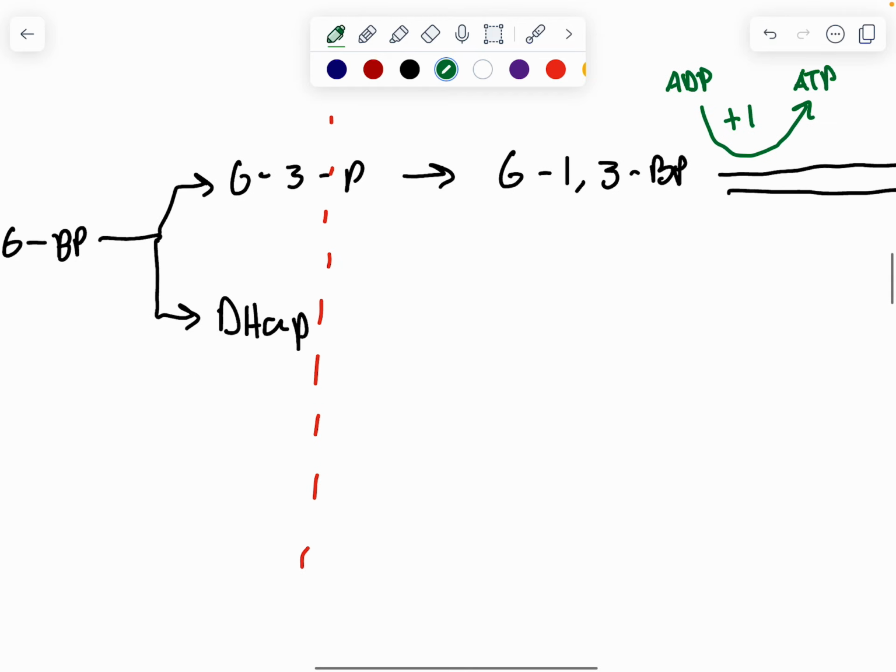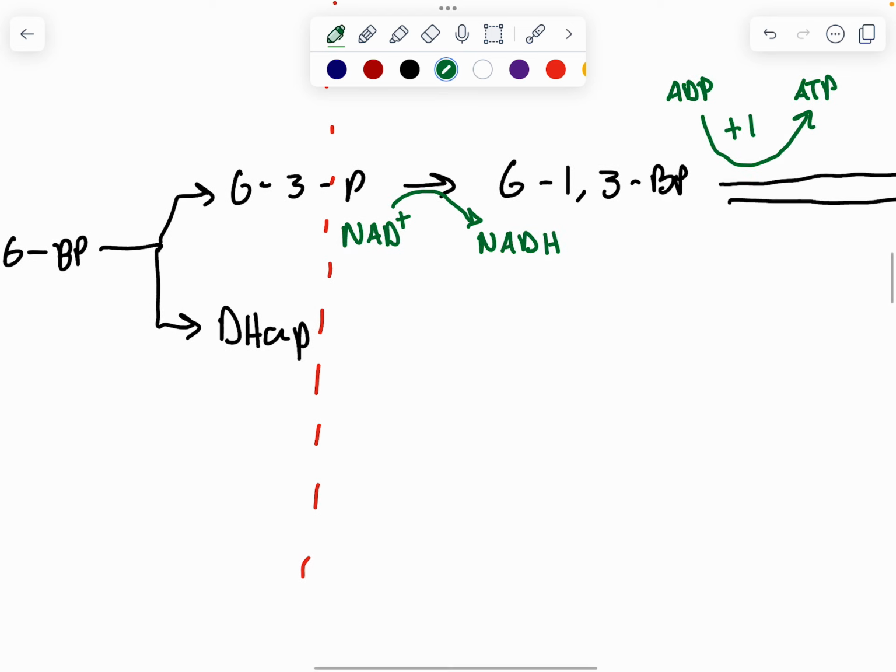From the beginning right here, we are going to be using an NAD+ to interact with G3P, and we are going to generate an NADH. Furthermore, how we get that extra phosphate on there is we are also going to have a phosphate dropped off right there. And our product down here, along with NADH, is going to be a secondary hydrogen.